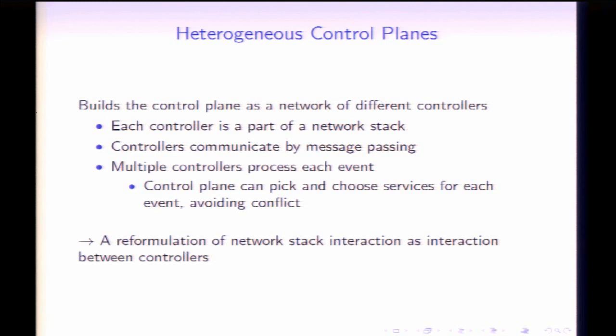So what would happen is, given that an event comes in from the data plane, different controllers might work on the same event. So the control plane can pick and choose what kind of services are being executed, therefore letting different types of services be mixed and matched to handle a certain event. What I want to think of it as is a reformulation of different network stacks interacting, in terms of different controllers interacting.